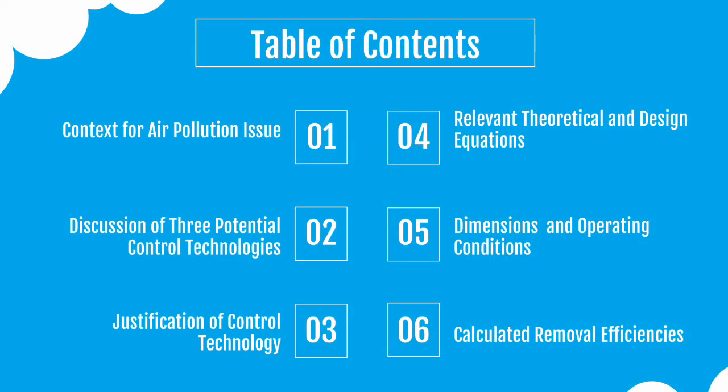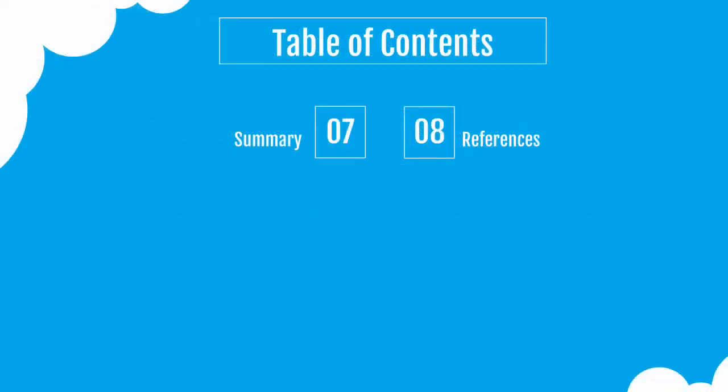So in this presentation, we will be going over the context for our air pollution issue, the discussion of the 3 potential control technologies, justification for the control technology that we chose, relevant theoretical and design equations, dimensions and operating conditions, calculated removal efficiencies, and then we will have our summary and our references.